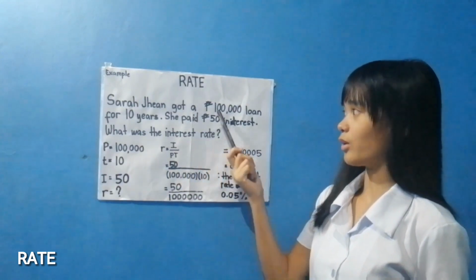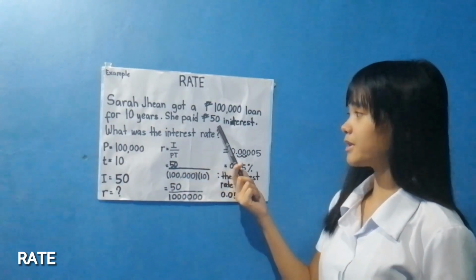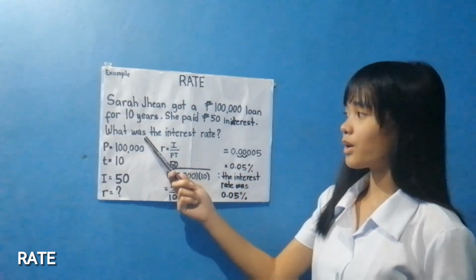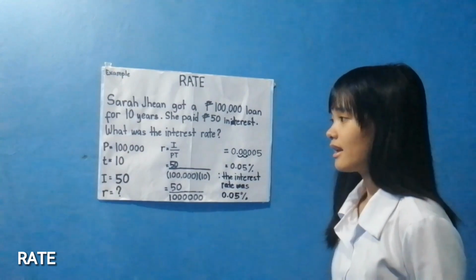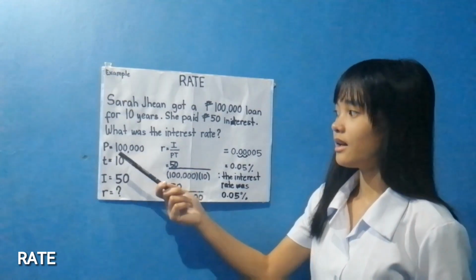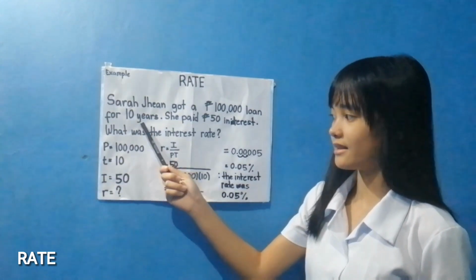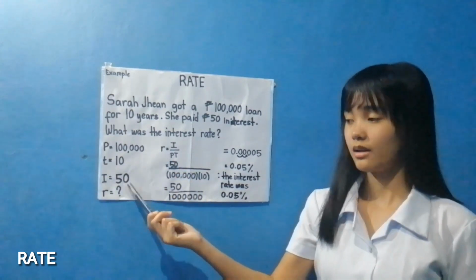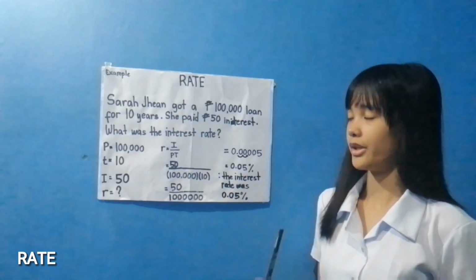Sarah Jhean got a 100,000 pesos loan for 10 years. She paid 50 pesos in interest. What was the interest rate? To easily solve the interest rate, let's write down the given. The principal is 100,000, the time is 10, the interest is 50. What is the rate? To solve the rate, we will use the formula.